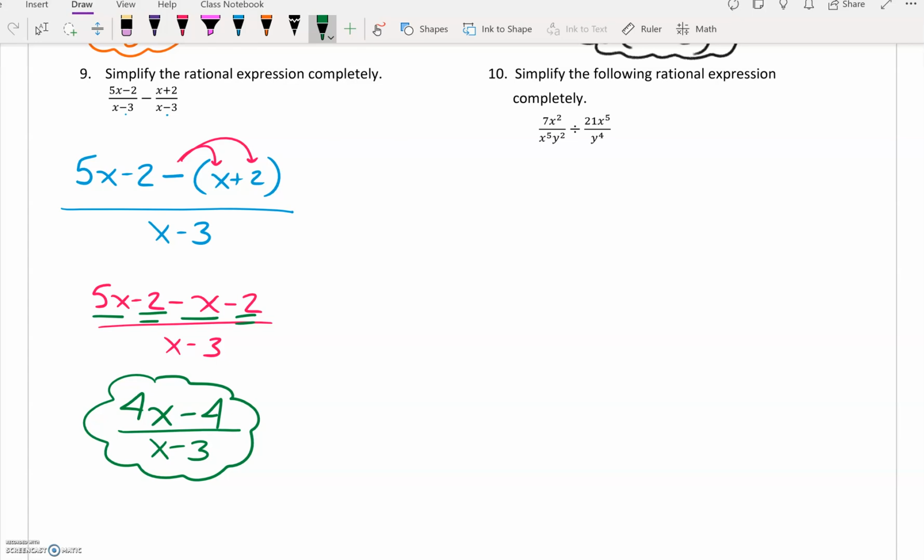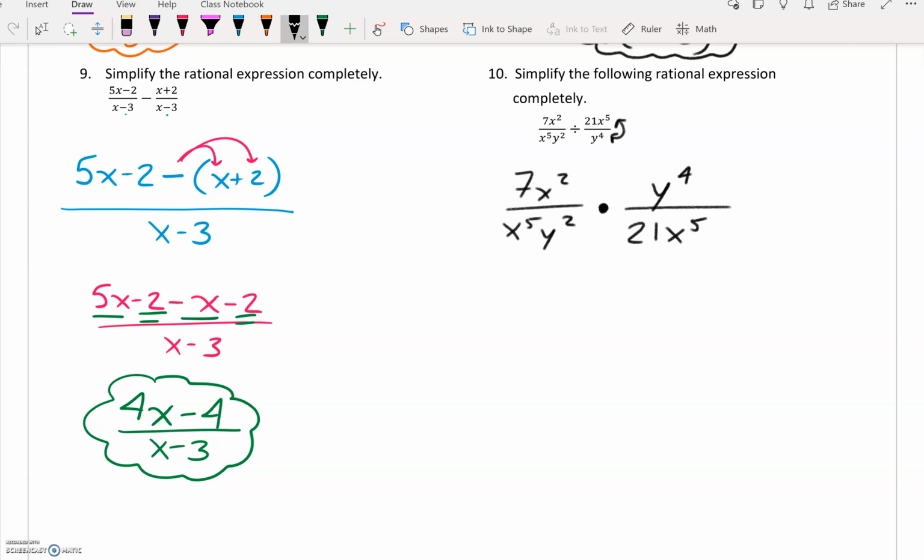All right, for the last one, number 10, simplify the following rational expression completely. And this time I notice we are dividing two fractions. Okay, dividing fractions is the same as multiplying by the reciprocal. So my suggestion is to start by keeping your first fraction just like it is. We'll start our simplifying soon, but rewriting this as a multiplication problem. Instead of thinking about this as dividing by 21x to the 5th over y to the 4th, I'm going to multiply by y to the 4th over 21x to the 5th.